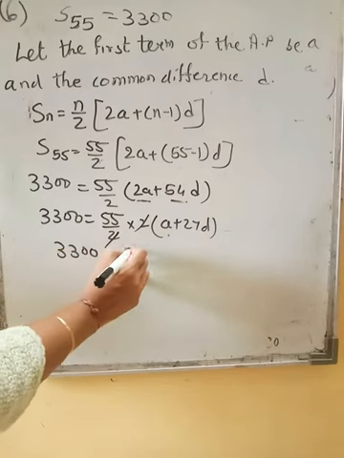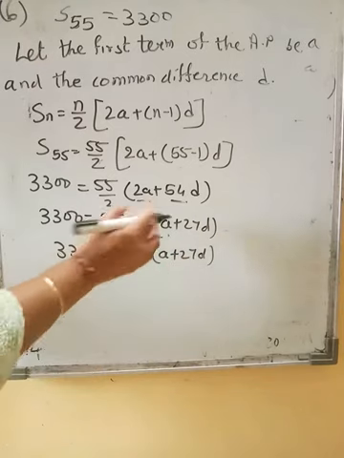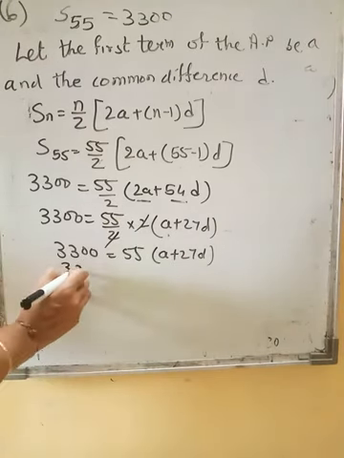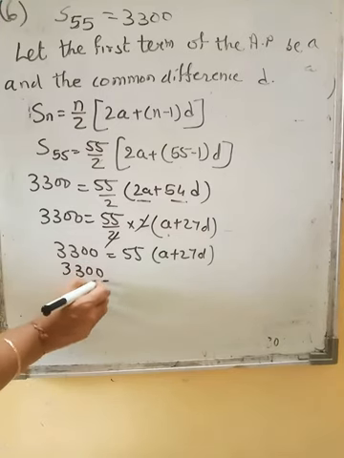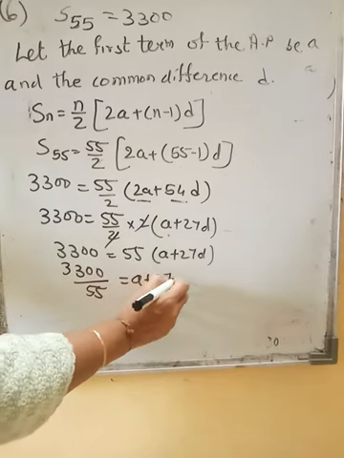3300 is equal to 55 into (a plus 27d). How easy it became when we simplified. Now I will bring 55 here too. So 3300 upon 55 is equal to a plus 27d.